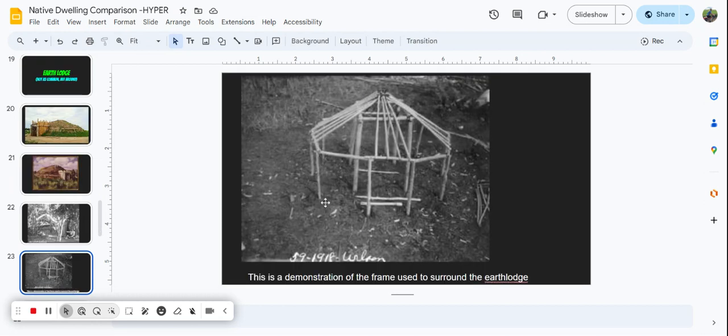Here's the earth lodge. And this is a model. This is a demonstration of how it was made. This is not to scale. This is small, but it will show you what it looks like before it's being completed.